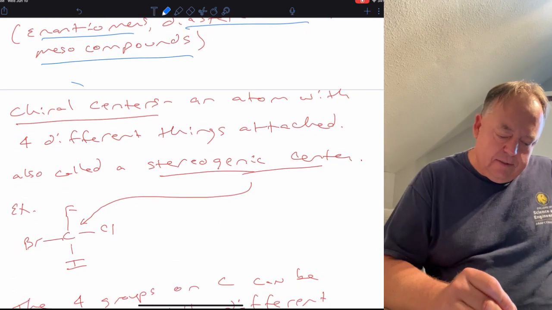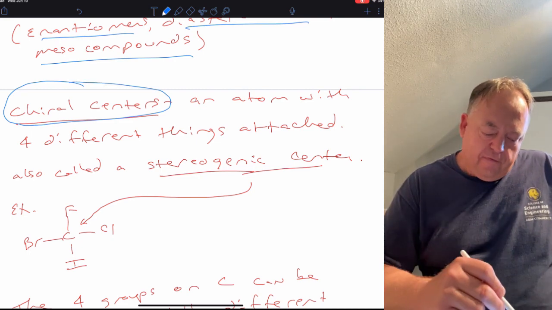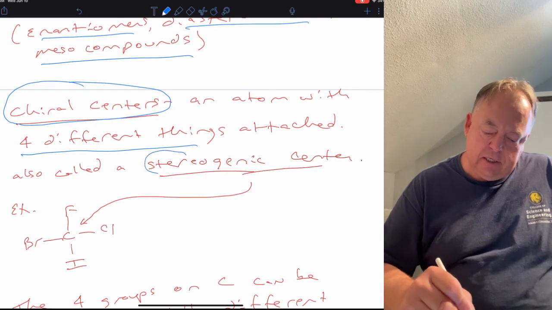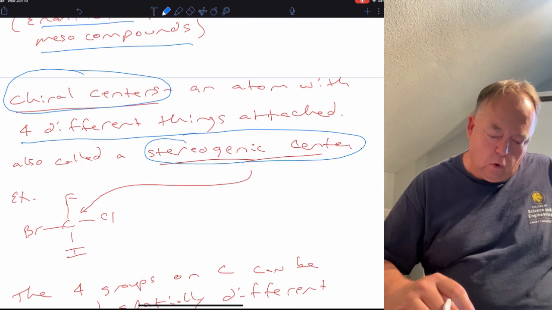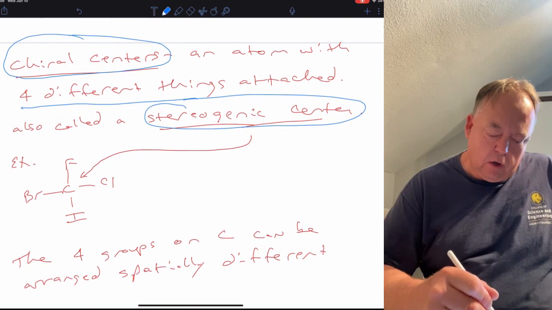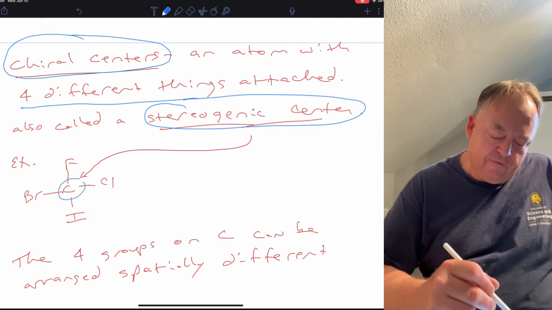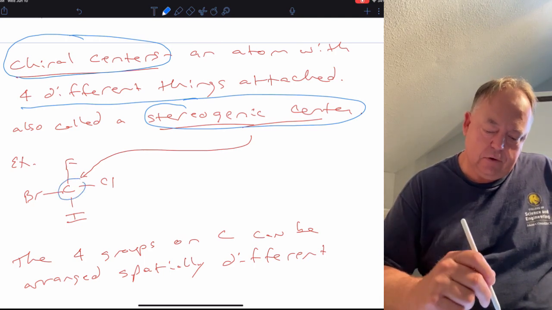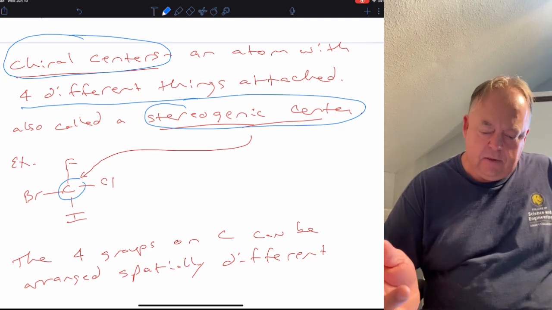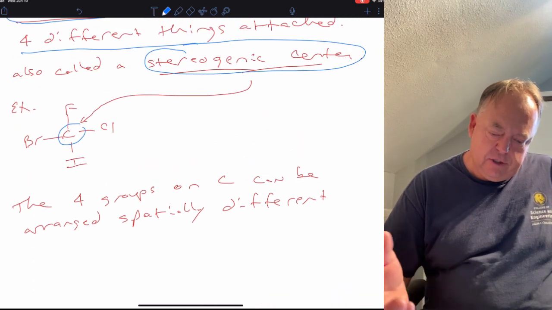Okay, so where it all begins is with this concept of chiral centers. An atom with 4 different things attached to it has what's called a stereogenic center, or a chiral center. An example would be this molecule, a carbon with fluorine, chlorine, bromine, and iodine attached. That carbon has 4 different things attached, so that is a stereogenic center, or a chiral center, or a chiral carbon. All the same thing. Chiral and stereogenic basically mean the same thing.